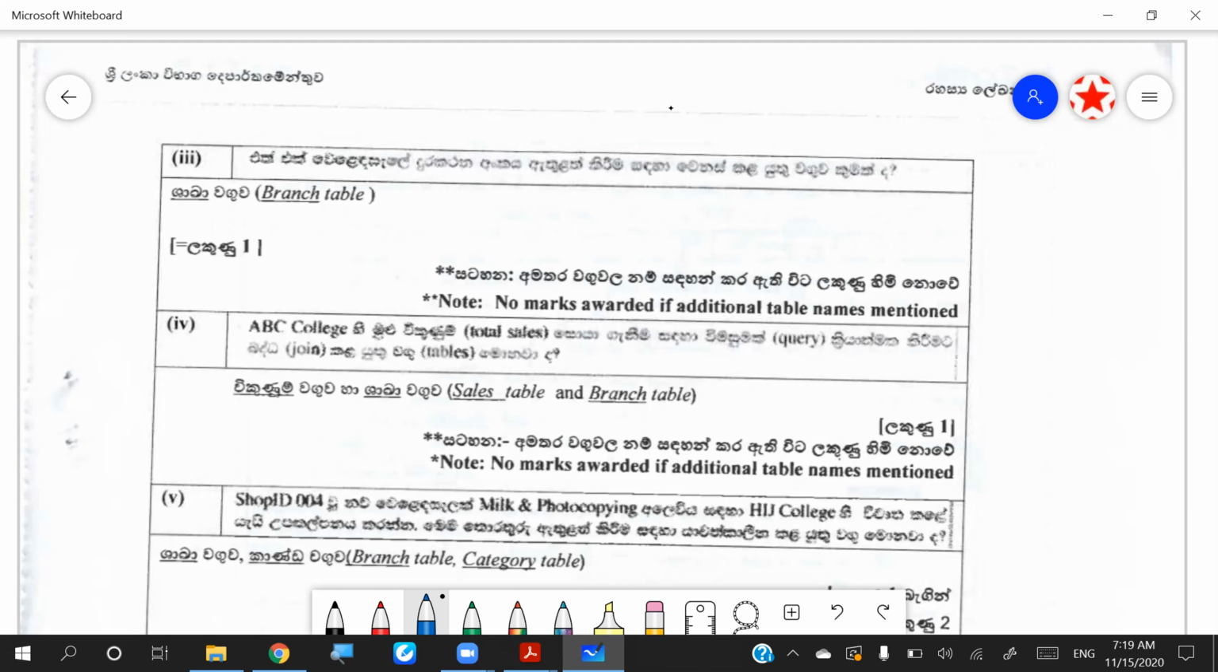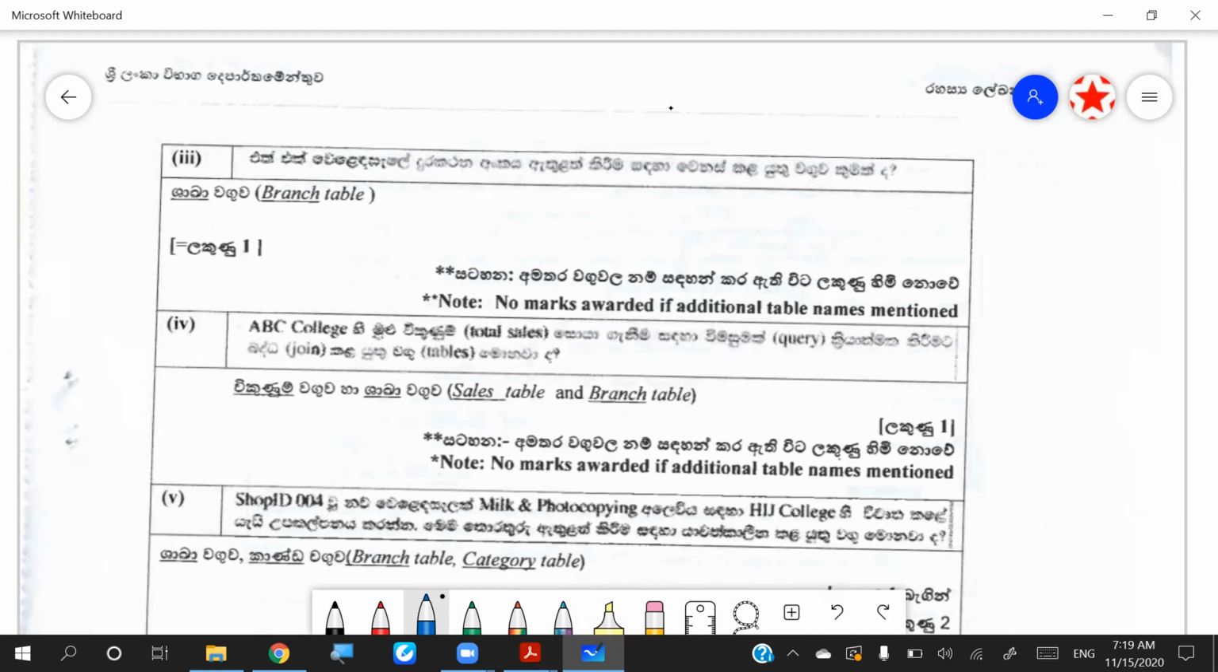There is no point in adding the telephone number to the sales table, or the other table, the category table, right? So obviously it goes with the branch table because it is an attribute, a thing related to the branch, right? So 1 mark will be given.